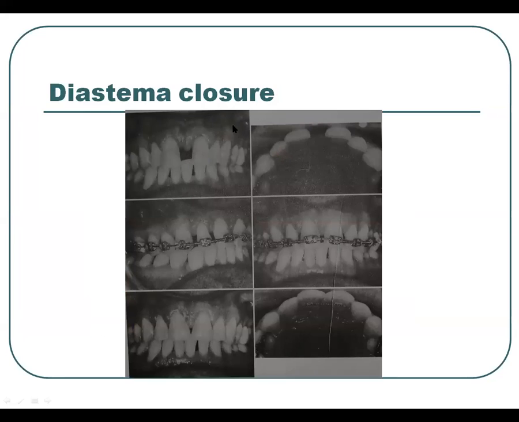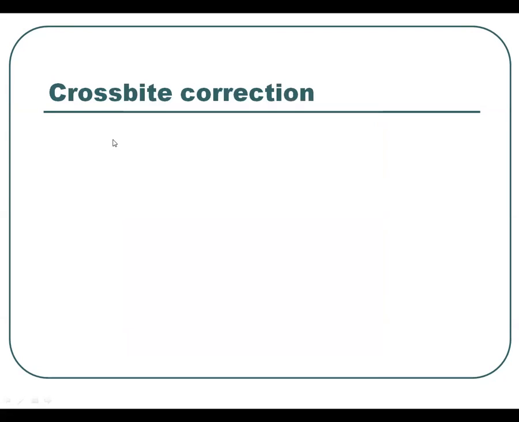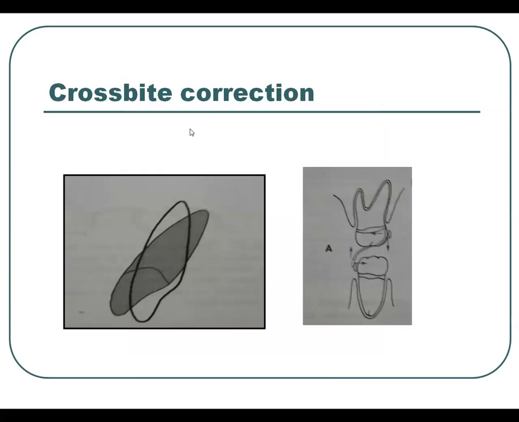In some cases, there will be an increasing diastema space. This can be closed by placing elastics. Anterior crossbite or posterior crossbite can be corrected by the use of elastics.